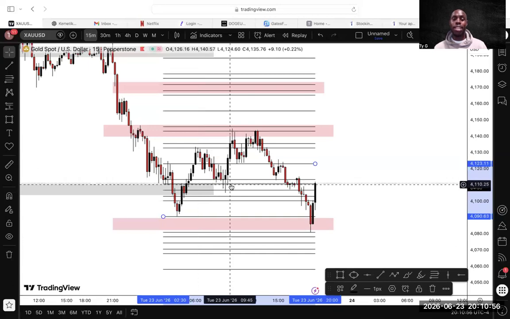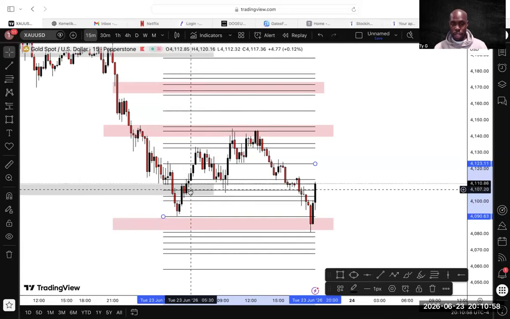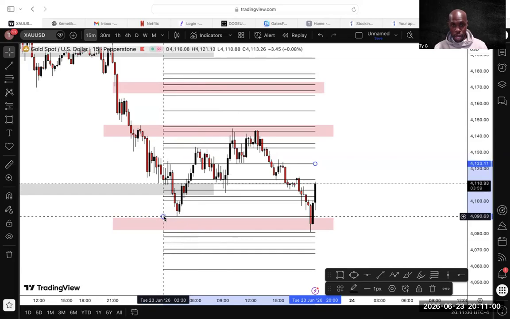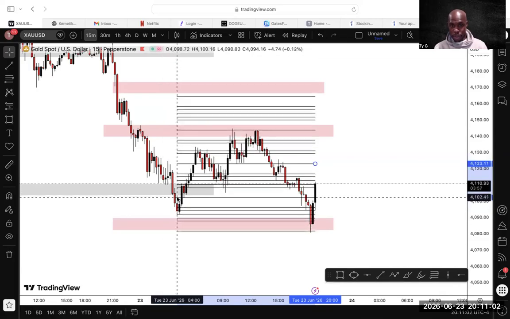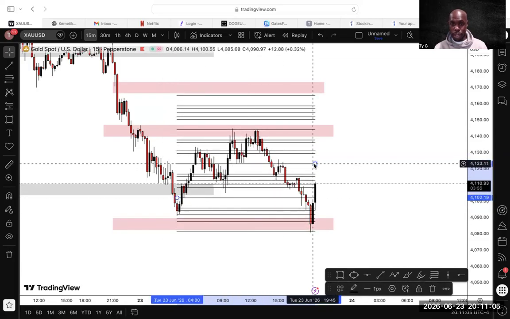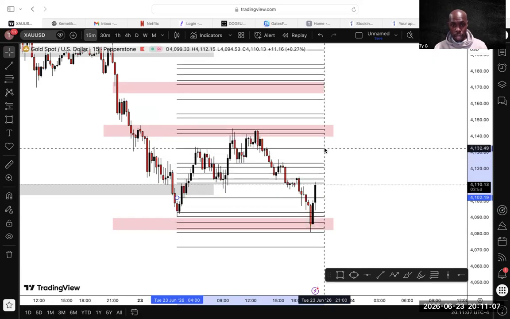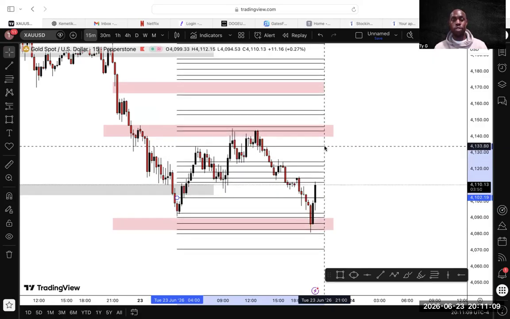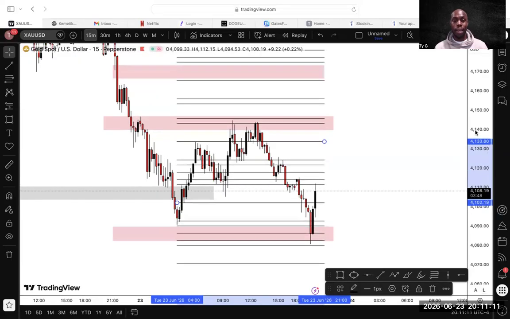Now, how would you have made sense of the buy? You follow the imbalance. Look at this imbalance right here, right? So I'm gonna follow it because Ty said just follow the imbalance. So I'm going there with the low, and I'm going here with the high. Boom. This is really where we want to be at.